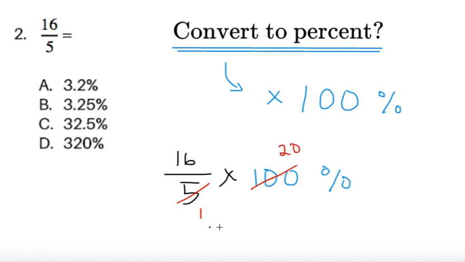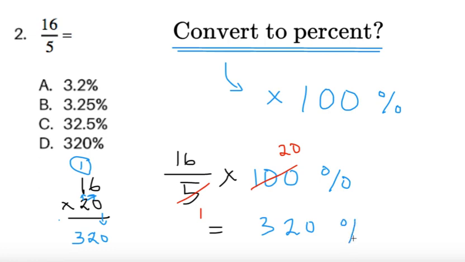So this is just simply 16 times 20. We can work out the maths. 16 times 20. Bring down the 0. 2 times 6 gives us 12. Carry the 1 here. 2 times 1 gives us 2. Then we add the 1 here, so it's 320. So it's 320%. Comparing this with our answer, we get choice D.